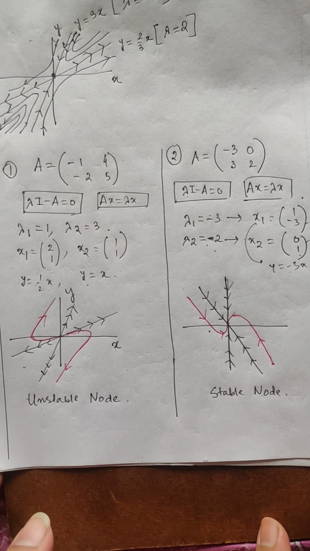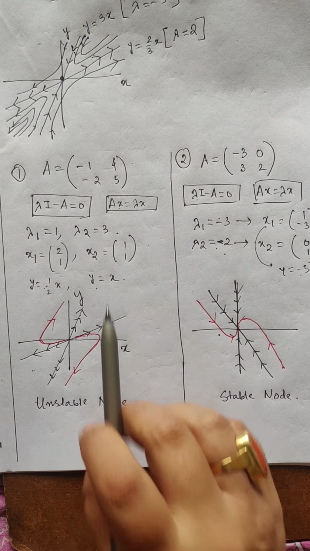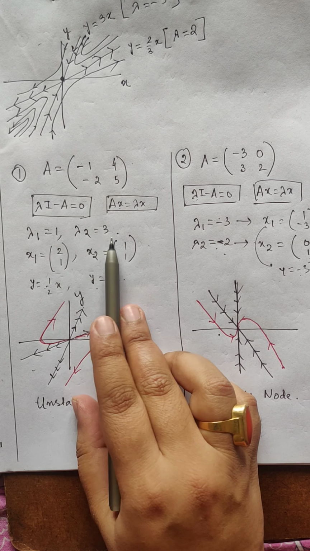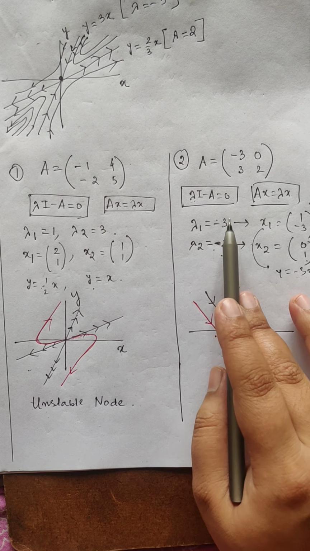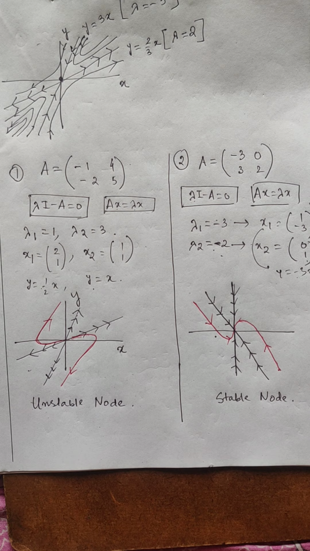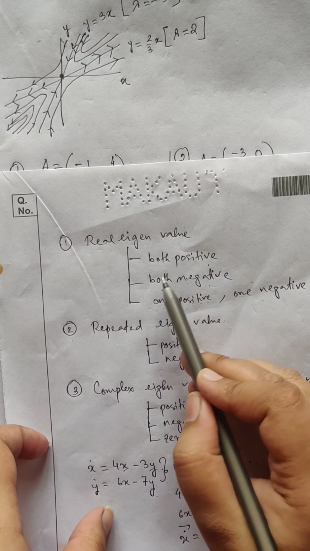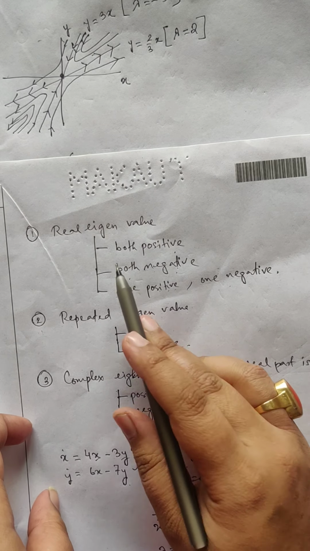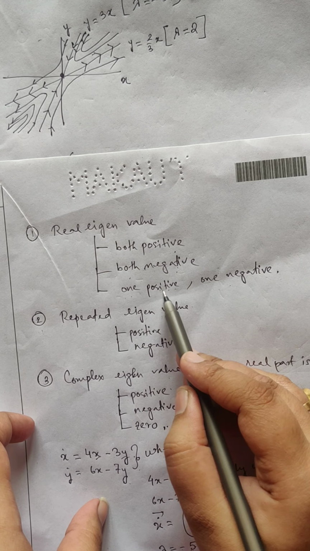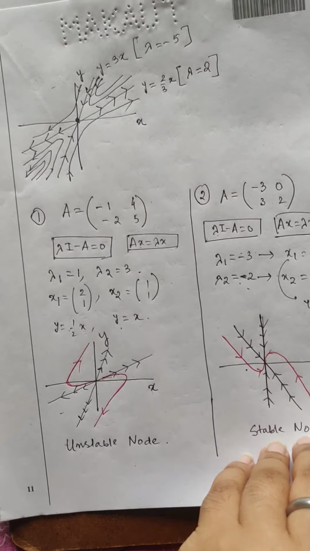So we are already done with the two categories. One is when both the eigenvalues are real and positive, the other when both the eigenvalues are real and negative. Now what will the next category be? We are done with both positive and both negative. The next category will be when one is positive and one is negative. So now, for the next case, we choose a system.